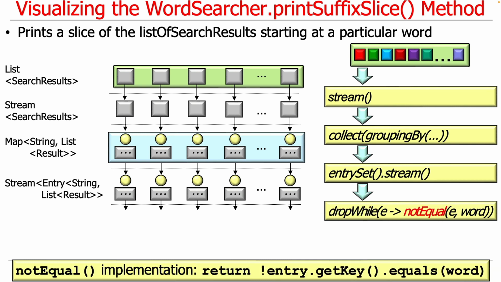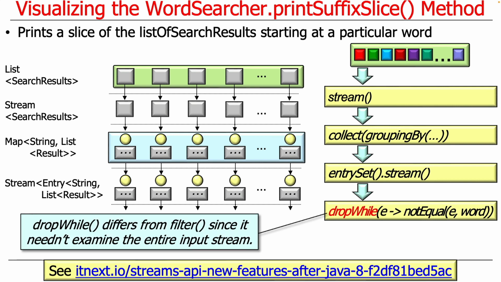The not equal implementation basically says, is it not the case that the key in the entry of the stream of map entries equals word? So we're going to keep dropping until we reach one that matches. dropWhile differs from filter since it doesn't need to examine the entire input stream. I should probably rephrase that a little bit. It examines it up to the point where it figures out that there's a match, and then it stops and it just has the stream passed on to the next part of the stream pipeline.